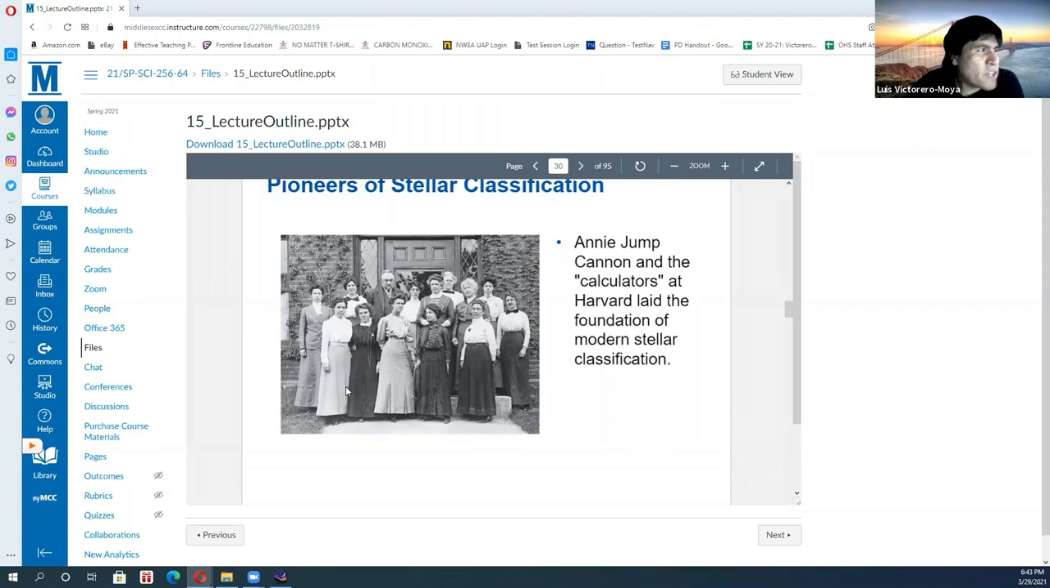Who has watched the movie Hidden Figures? So that has happened through history a lot. If you don't do your research properly, you wouldn't know about any of the different scientists that were behind the scenes doing what they call here calculations for modern stellar classification.